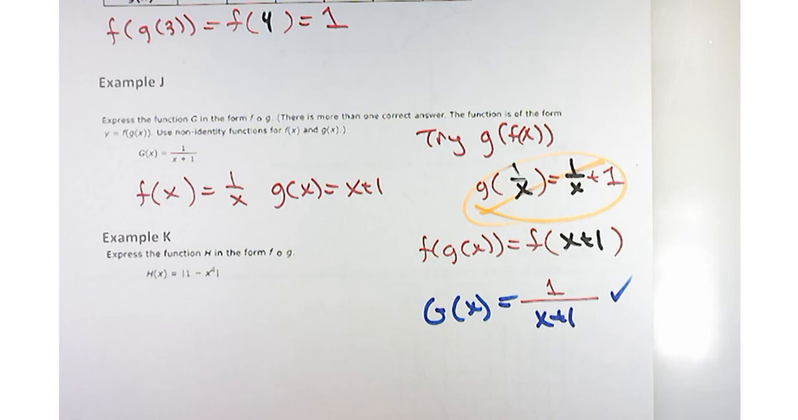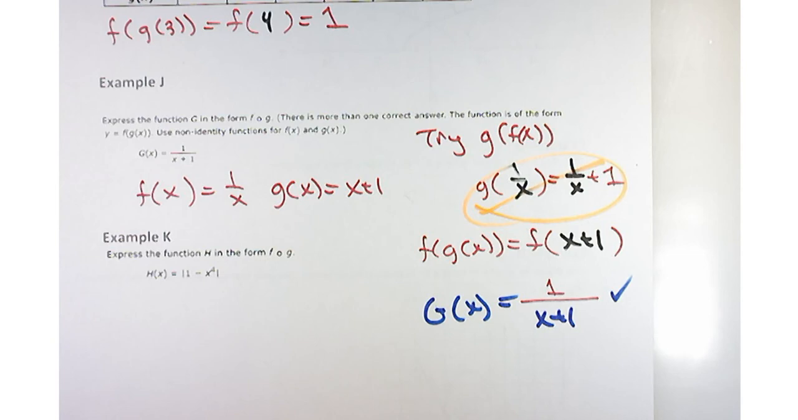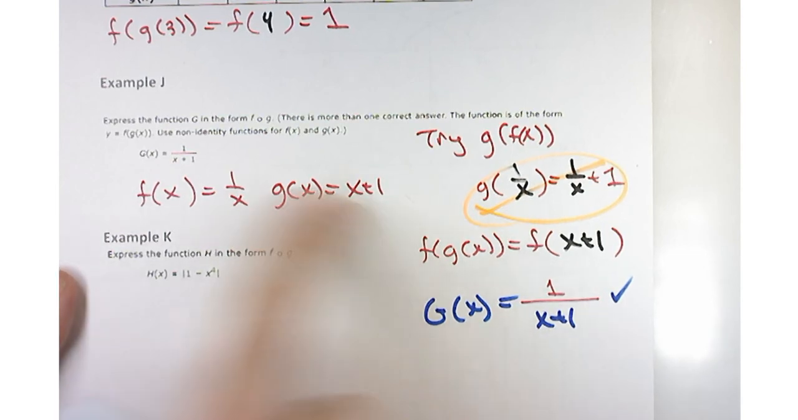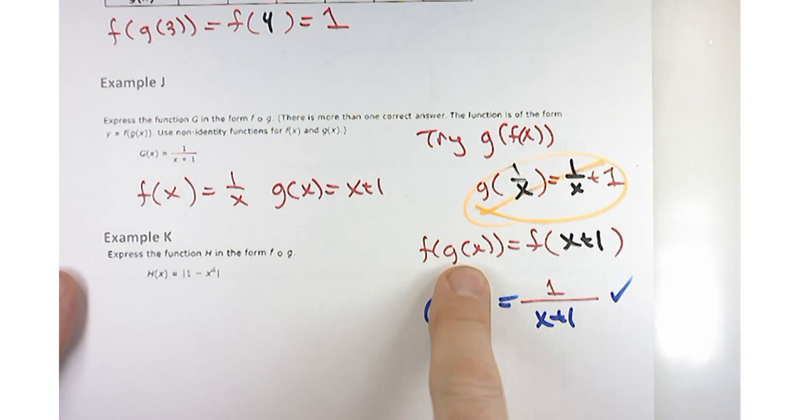So the order definitely makes a difference. You can't just put these in any order and make them work. So the trick is to look at this and decide what's the outside function and what's the inside function. So here's our inside function, here's our outside function. The outside function goes first. The inside function goes second.